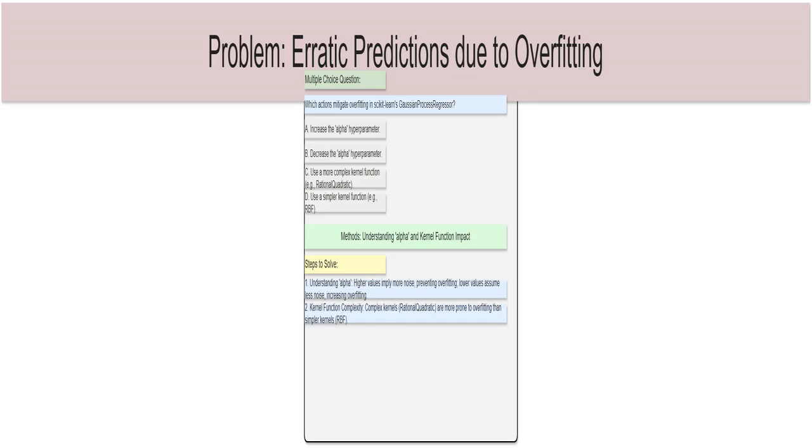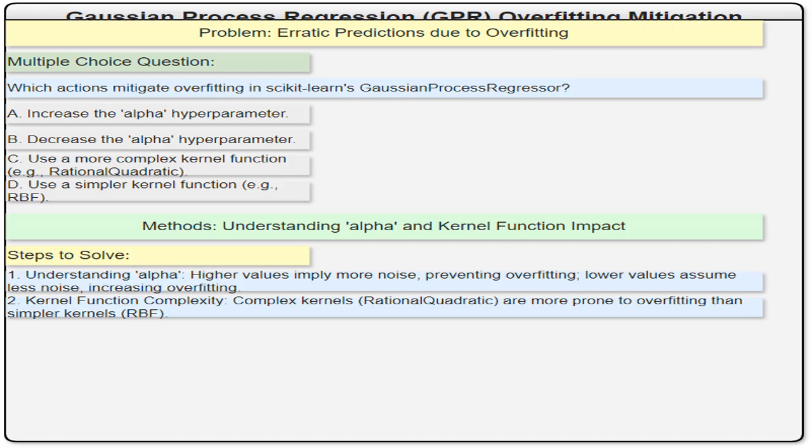This is a multiple choice question about fixing a problem with Gaussian process regression (GPR), a type of machine learning. The goal is to choose the best ways to improve the accuracy of predictions. This introduces the topic. We're dealing with a machine learning model, GPR, that's overfitting, meaning it's too focused on the training data and doesn't generalize well to new data.